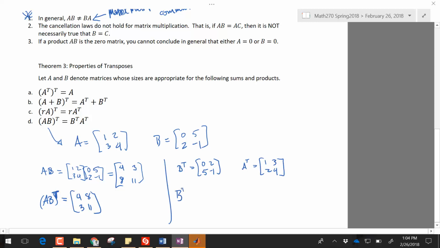So multiply them together. Do the multiplication again. 0, 2, and 1, 2, that gives a 4. 0, 2, and 3, 4, that's 0, and 2 times 4 is 8. And then 5 times 1 minus 1 times 2, that's a 3. And 5 times 3 is 15. Negative 1 times 4 is negative 4. It's 11. And we see that they're equal to each other.